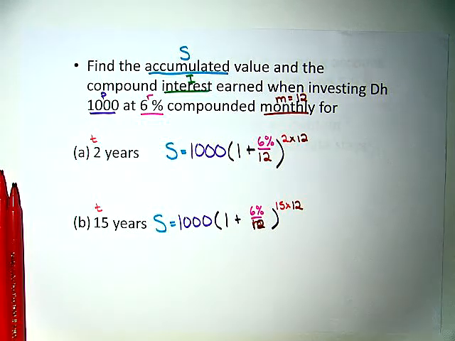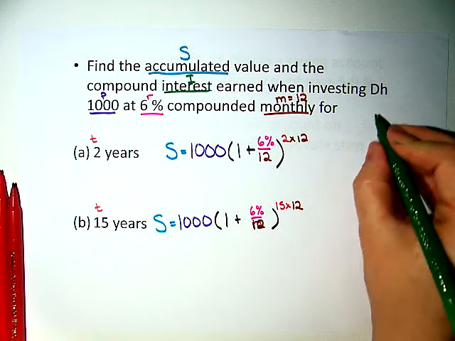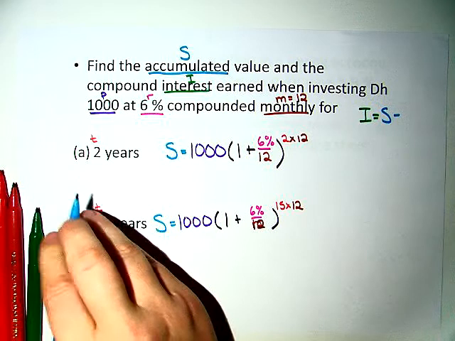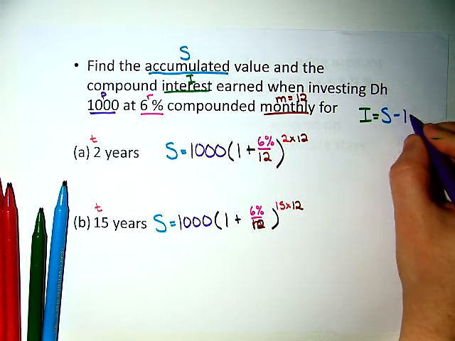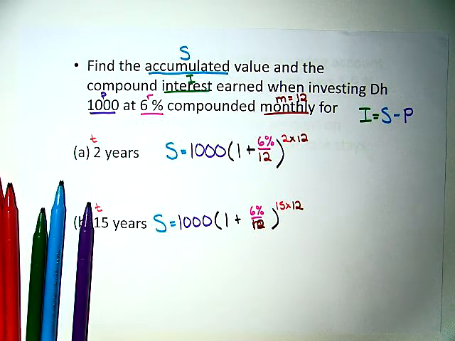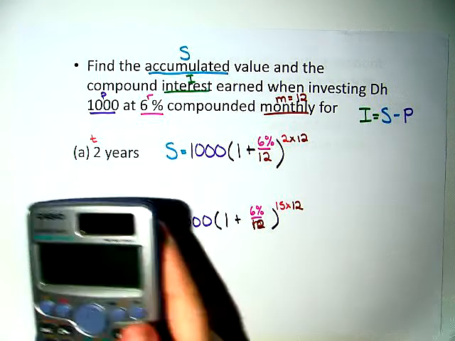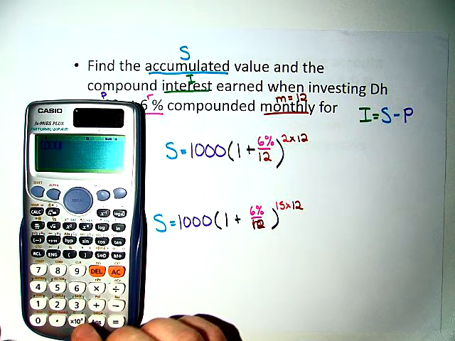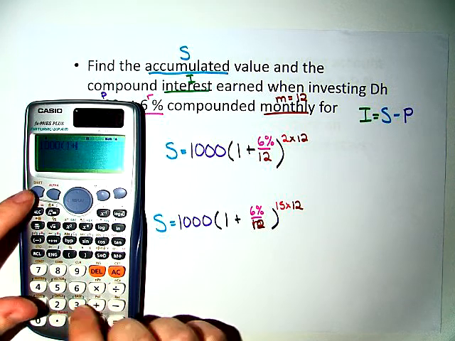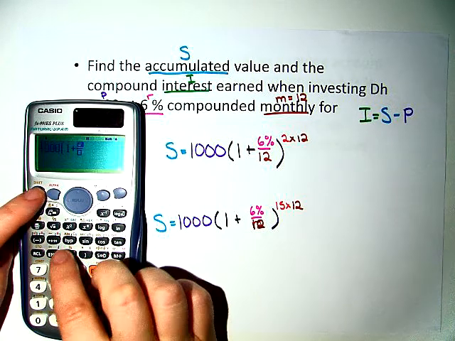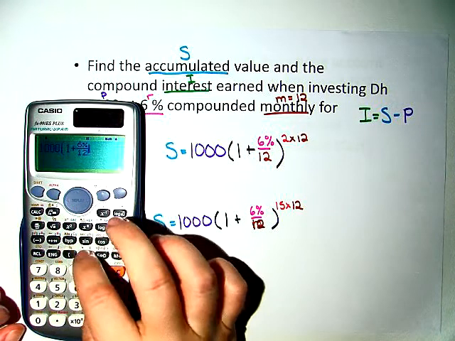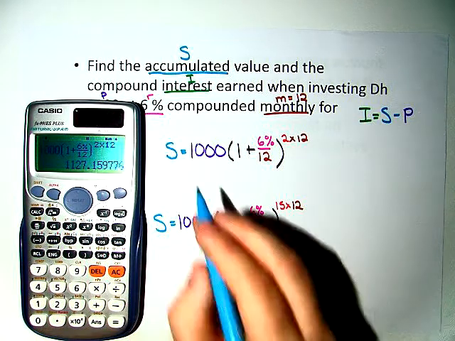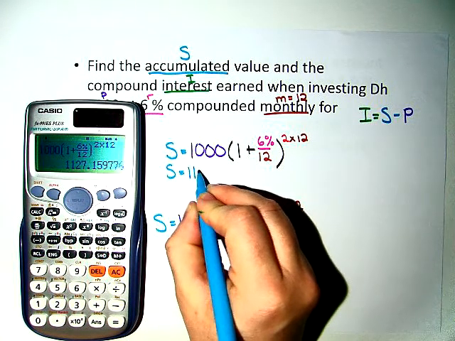Now remember, this is in order to get S. In order to get I at the end of it, you just have to take the full amount that you found and subtract the principal, which is 1,000 dirhams. So let's go ahead and put this in the calculator, and the nice thing is, because the formulas are so similar, we don't have to re-put it in each time. So 1,000, open parentheses, 1 plus, I'm going to do a fraction, 6% over 12, raised to the 2 times 12.